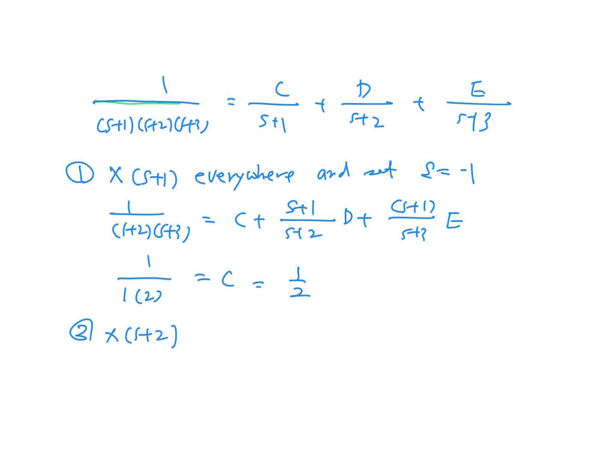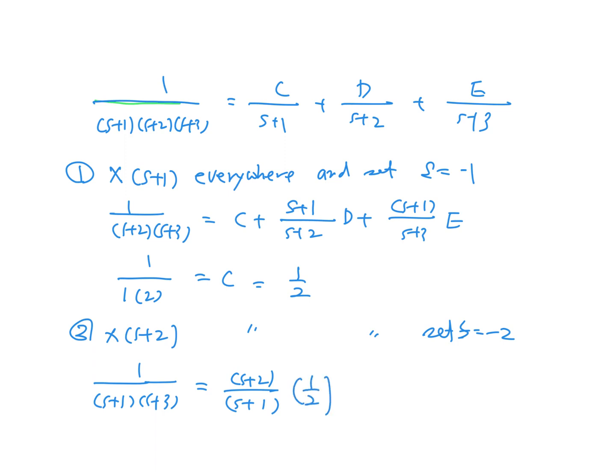Cross multiply by s plus 2 everywhere and set s equal to minus 2. So you get s plus 1, s plus 3 is s plus 2 over s plus 1. We already know C, so it's 1/2, but it doesn't matter. D plus s plus 3 over s plus 2 times E. So if we set s to minus 2, what happens? Minus 1/2, right? Minus 1. Minus 2, right? So this is minus 1 equals D.